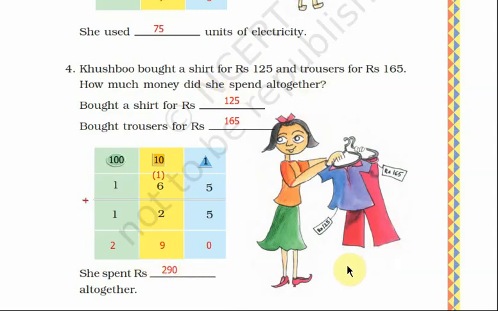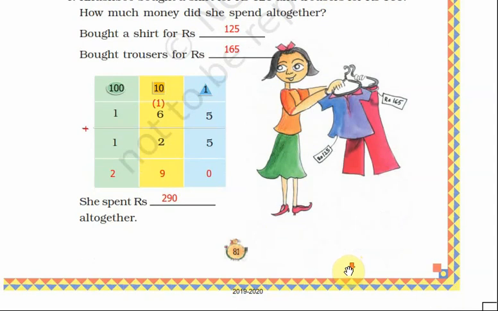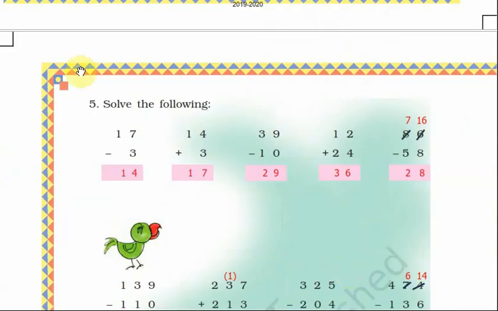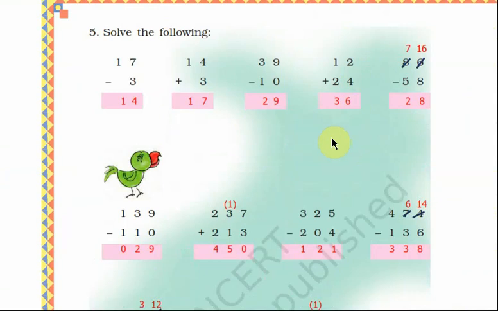Okay, now moving on to the next question. Solve the following. Here many questions are given. You have to solve the questions here. Okay, the first question is 17 minus 3. So which is the ones place? This is the ones place. 7 is in the ones place and 1 is in the tens place. Otherwise 1 tens, 7 ones, is 17. So always we have to start from the ones place.